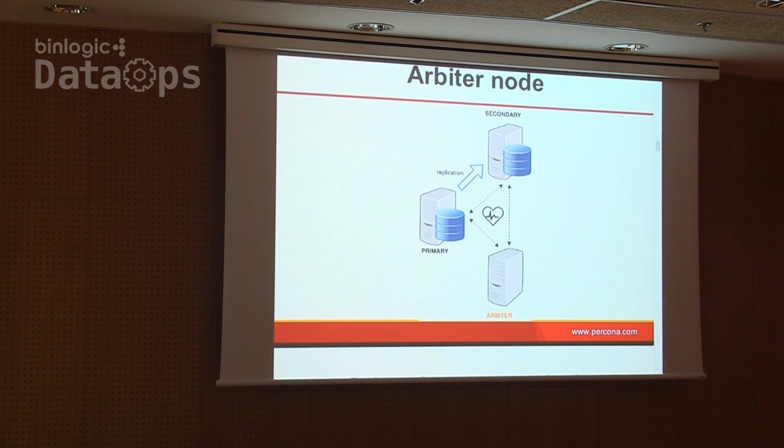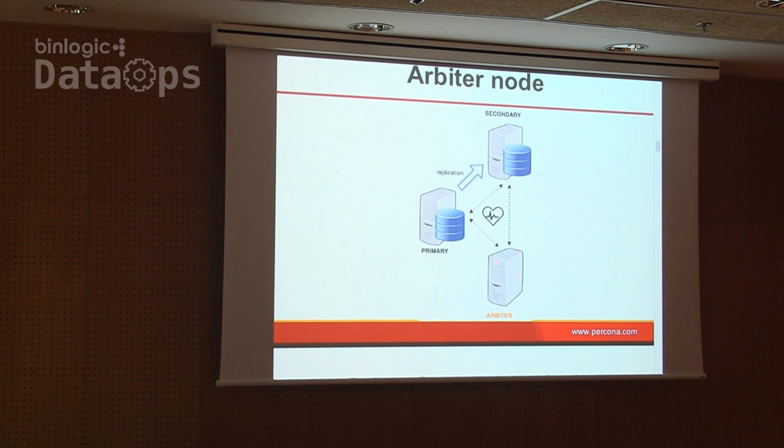We need at least 3 nodes because in case of a network split, we need to have a majority of the nodes on one side of the partition of the network. So we need 3 nodes at least. So 5, 7, 9, but we just need an odd number of nodes because of network split.